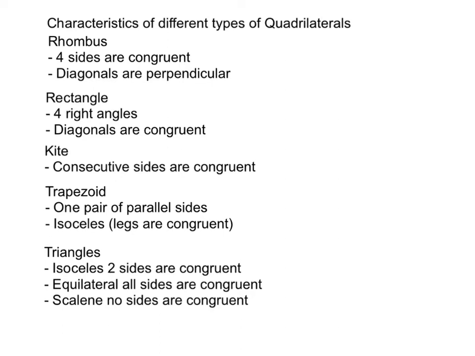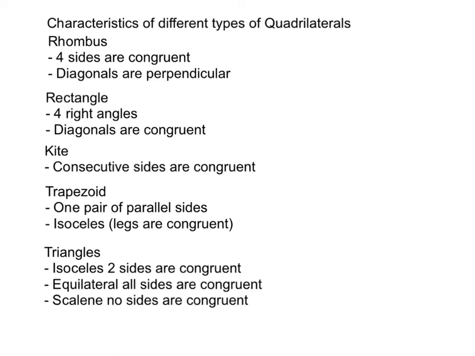Okay, so a rectangle. A rectangle has four right angles, and the diagonals are congruent. So if you want to show that it's a rectangle, you show that the diagonals are congruent. That's the big part. A kite: the consecutive sides are congruent to each other, so if you can show that, then you can show that it's a kite. Trapezoid: it has one pair of parallel sides, or if it's an isosceles trapezoid, the legs would be congruent.